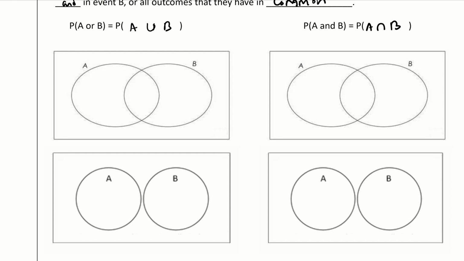So you're going to be shading everything. Now, if you're doing A and B, you're only going to shade what they have in common, which is this part. In the case of mutually exclusive events, there is nothing in common, so there's nothing to shade. Okay, so that's how we're going to do it. We're going to be shading whatever parts are relevant.